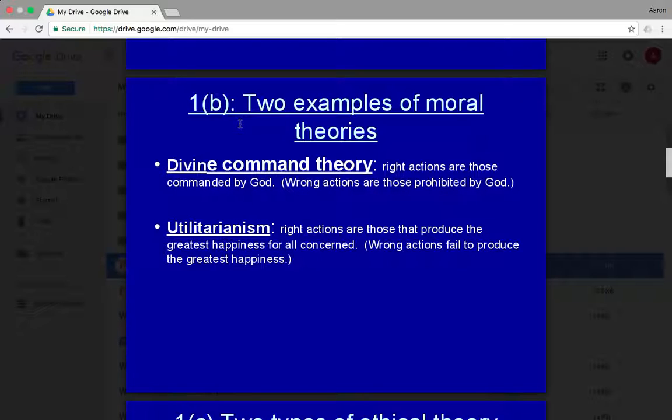Now, according to divine command theory, right actions are those commanded by God, wrong actions are those prohibited by God. According to utilitarianism, right actions are those that produce the greatest happiness for all concerned, and wrong actions fail to produce the greatest happiness. Now, we will be interacting much more with utilitarianism shortly. Hence, let us say a few words about divine command theory. Divine command theory has many serious objections. Indeed, even most religious persons who think about such things don't accept this theory. The reason is, well, somewhat obvious, at least obvious upon reflection.